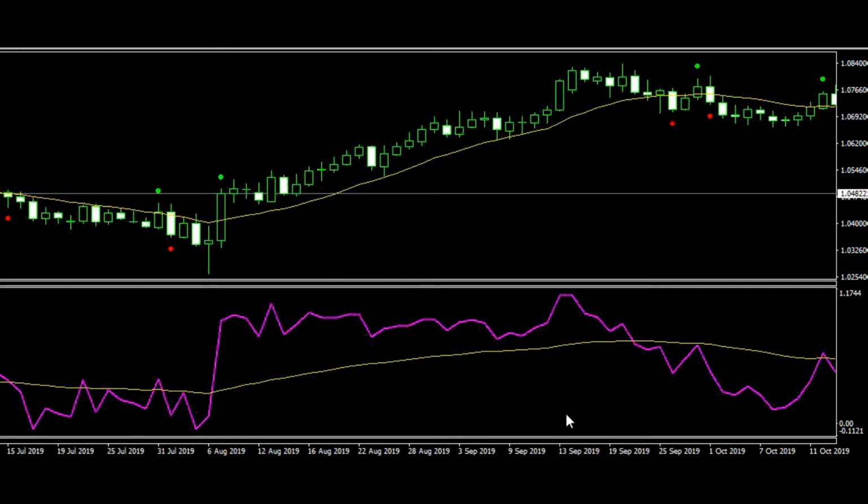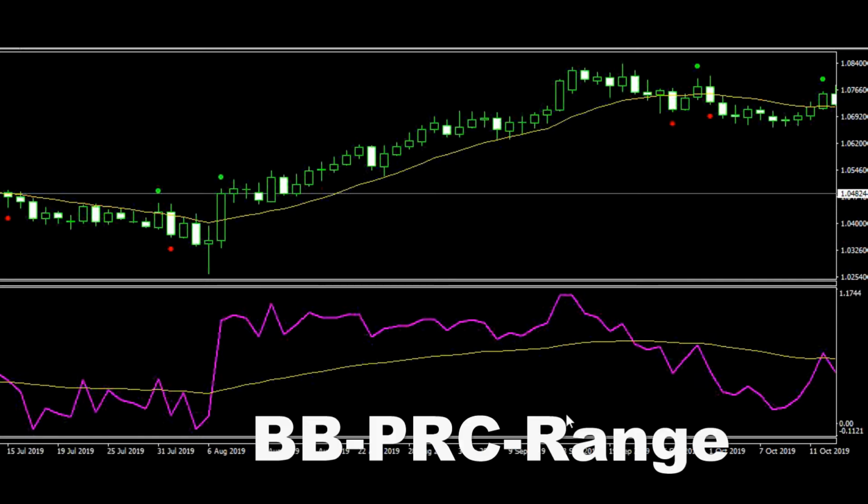Now the RVI is the one I started my algorithm with originally, but I really found that it was very fast. So someone had suggested the BBPRC range indicator, and that's this one right here. Again, probably different colors, but it works very similarly. When this colored line is above the yellow, that indicates a positive trend, and when it dips down below, that is the exit indicator.